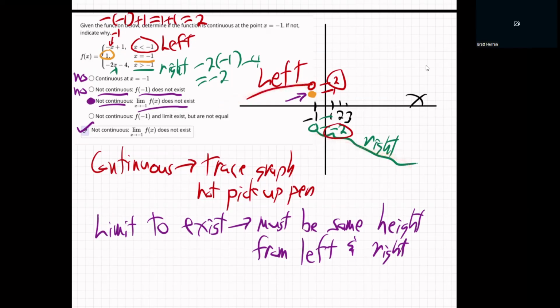The last one says it's not continuous because f of 1 and the limit exists but are not equal. No, no, no. The limit doesn't exist. A limit only exists if it's the same from the left and the right. That's the problem. It's not the same from the left and the right, so they're not even meeting. How could it be continuous? And so there we go.